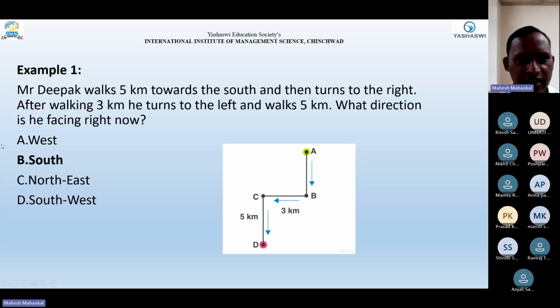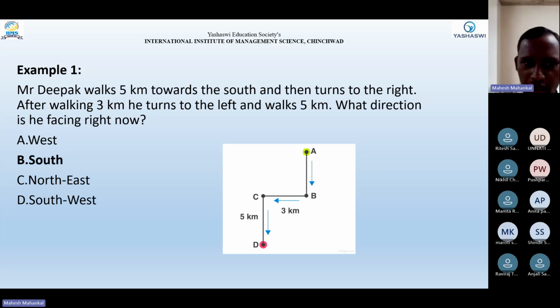Yes. See, read the sentence carefully. Mr. Deepak walks 5 kilometers towards south. It means towards the south direction he has traveled 5 kilometers. Then he turns to the right. Right turn he has taken. He was going south 5 kilometers. Then he has taken a right turn. He has traveled 3 kilometers. Okay, after walking 3 kilometers, he turns to the left and walks 5 kilometers. Again, after walking 3 kilometers, he has taken a left turn and he has walked 5 kilometers.